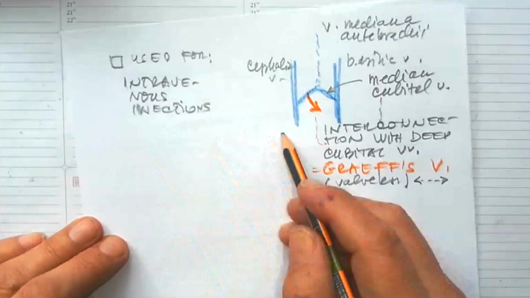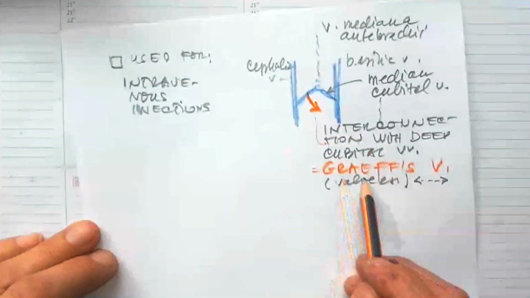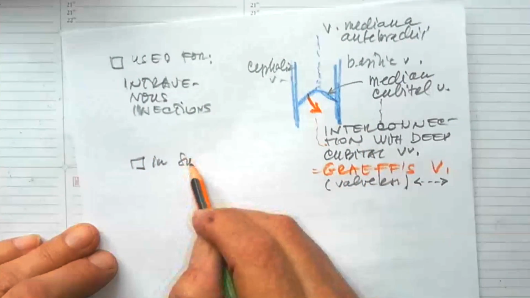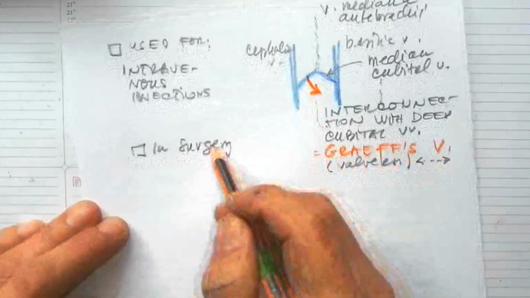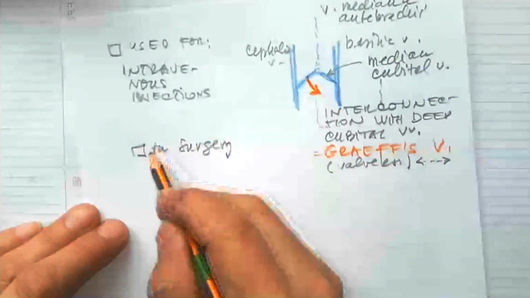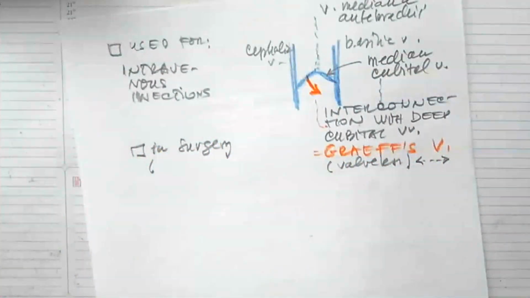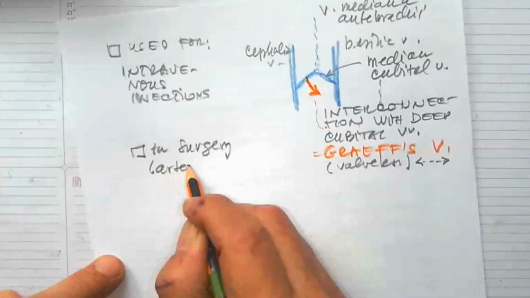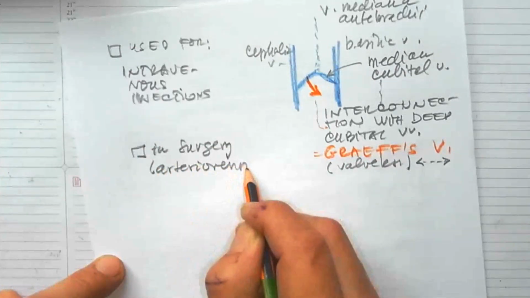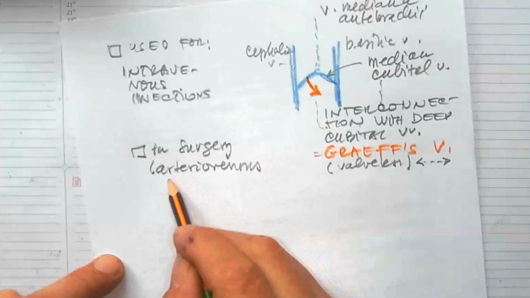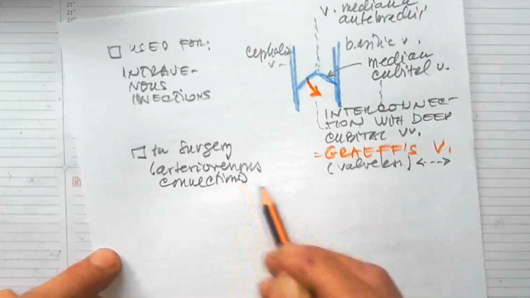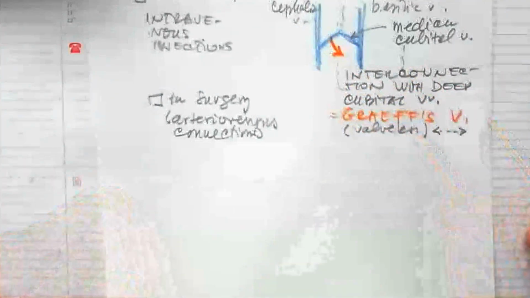Then the Graf's vein is used in surgery for the arteriovenous connections. They need connections between arteries and veins, so they use this Graf's vein.